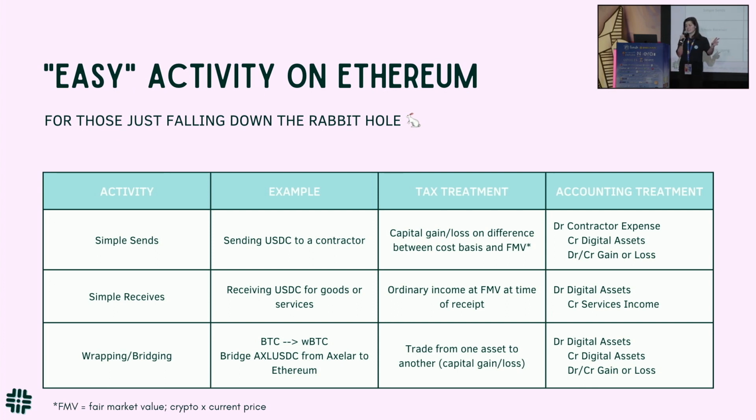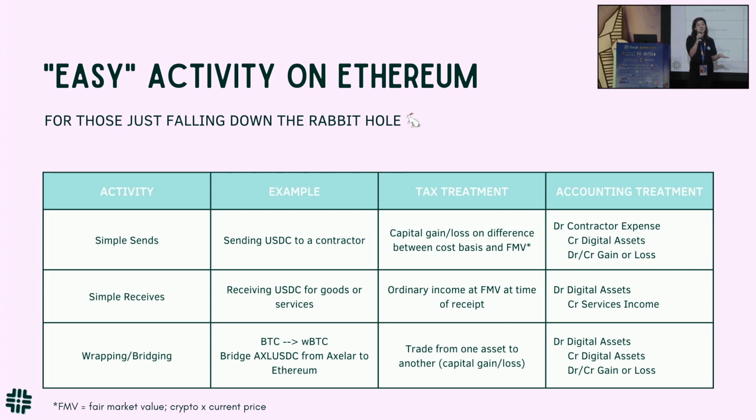For a simple send, I'm just sending crypto. The example I have here is that I'm sending USDC to a contractor, let's say she performs some developer services for me. On the tax side, this is going to give rise to some capital gain or loss because I'm sending crypto, which is taxable. And on the tax side, you really have to break it down into two different pieces. The first one is called fair market value, FMV for short. Basically, what's the current value of the crypto that you're sending? So the amount of crypto you're sending times the current price.